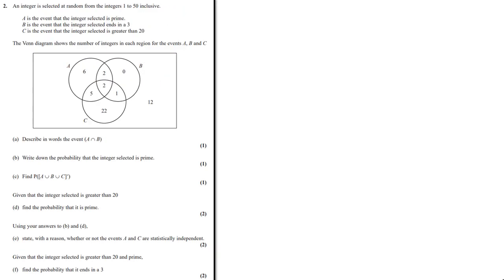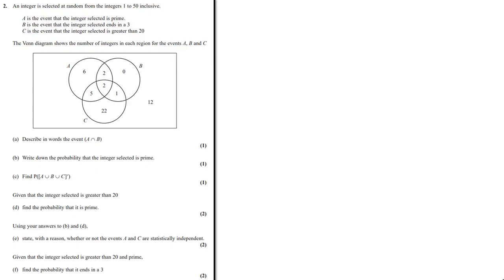Moving on to question 2 now, we have a question here on probability and Venn diagrams. Now question 2 is split up into quite a few parts, so before we start with part A, let's just read the question carefully and see what we're dealing with. So it says an integer is selected at random from the integers 1 to 50 inclusive. So A is the event that the integer selected is prime, B is the event that the integer selected ends in a 3, and C is the event that the integer selected is greater than 20. And the Venn diagram shows a number of integers in each region for the events A, B, and C.